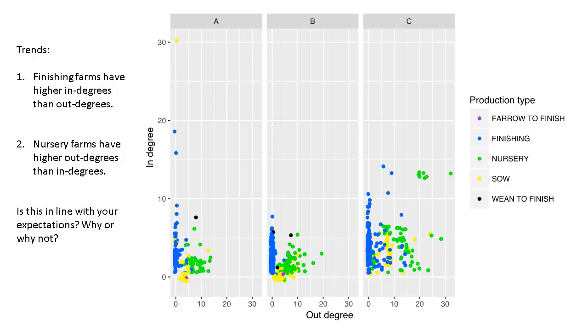That's where we're starting here. The blue farms, our finishing farms, have very low out degree because we're not considering movements from finishing to slaughter, and they all have high in degree. Then we see generally that these sow farms, the yellow ones, tend to have higher out degree and lower in degree, and the nursery ones tend to have relatively high in degree and out degree. That's what we'd expect in multi-site production.